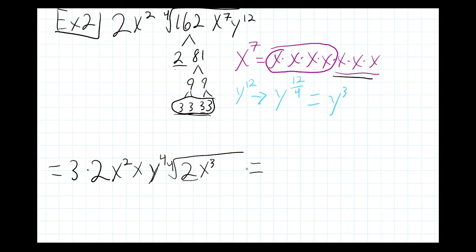So my final answer is going to be 3 times 2, 6, x to the second times x to the first. We add the exponents to get x to the third, times y to the 3rd, times the fourth root of 2x cubed.